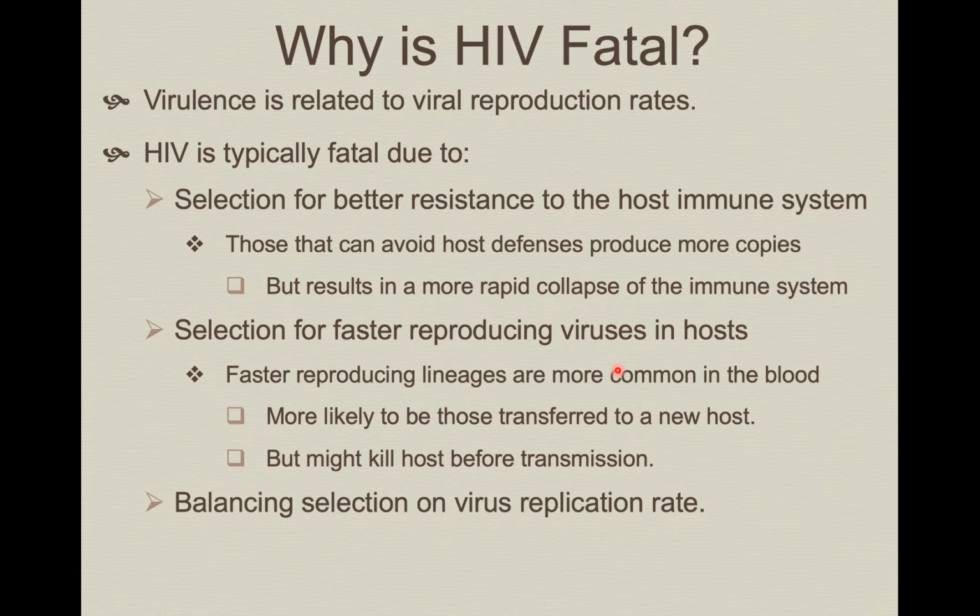Well, from an evolutionary point of view, how would reproductive rate influence the fitness of a viral lineage? You have to think that there's selection for different viral lineages in the host immune system. So one of the things that's going to determine whether a viral lineage is successful or not is, can it avoid the host immune system? Those that can avoid the host immune defenses more effectively are going to produce more copies.